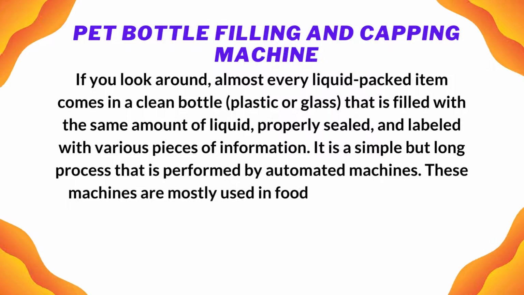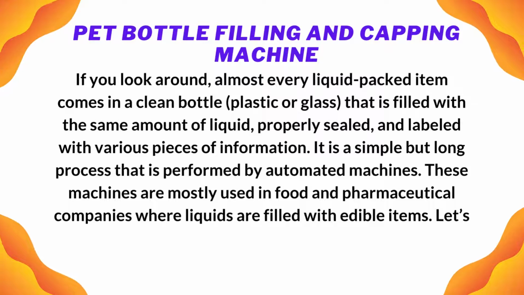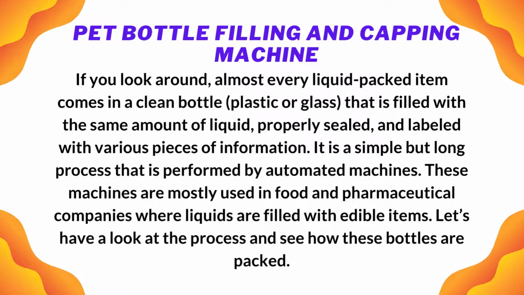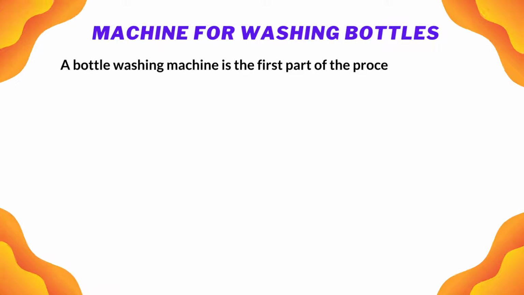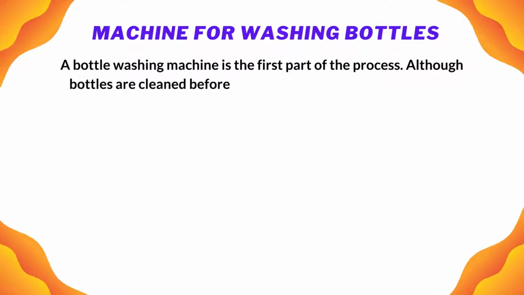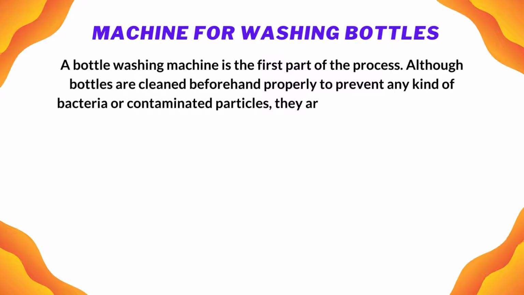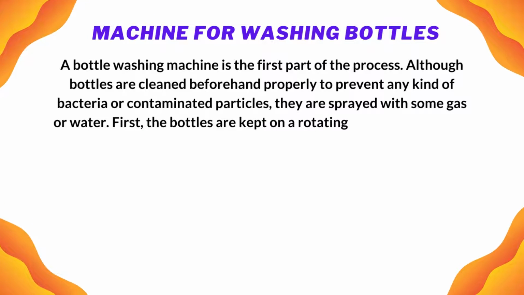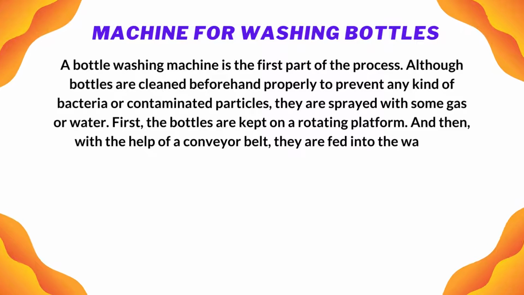These machines are mostly used in food and pharmaceutical companies where liquids are filled with edible items. Let's have a look at the process and see how these bottles are packed. Machine for washing bottles. A bottle washing machine is the first part of the process. Although bottles are cleaned beforehand properly to prevent any kind of bacteria or contaminated particles, they are sprayed with some gas or water. First, the bottles are kept on a rotating platform, and then, with the help of a conveyor belt, they are fed into the washer.